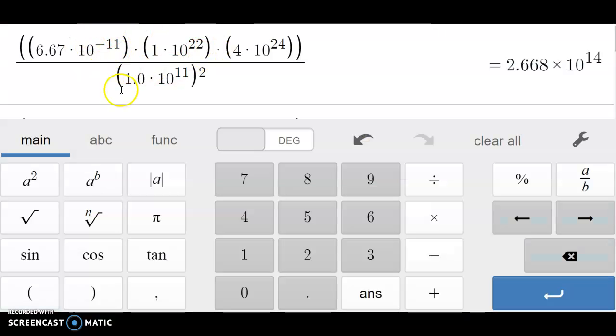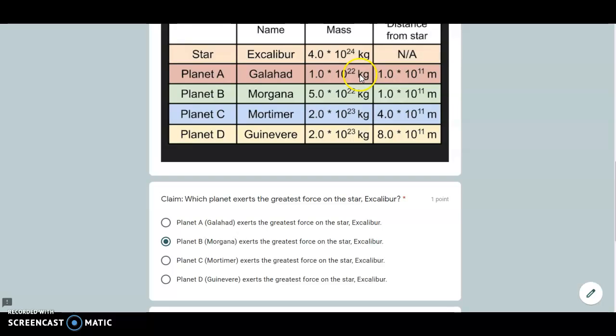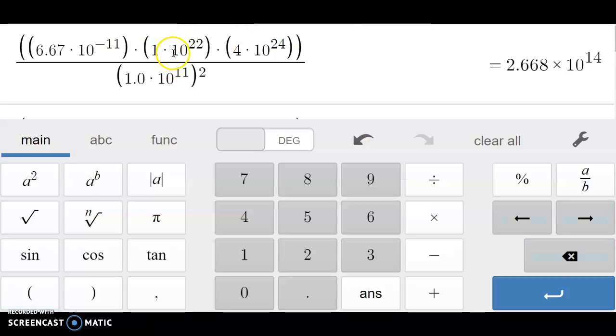So what I did was I plugged my calculation into Desmos. G is the gravitational constant. That's my first number here. This is the mass, 1 times 10 to the 22nd power. This is the mass of planet A. This is the mass of the star divided by the distance squared. And I get 2.668 times 10 to the 14th power.